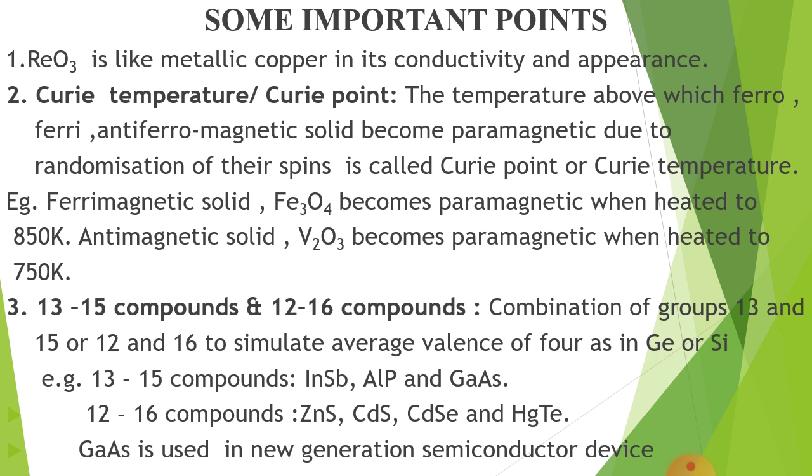Here GaAs is used in new generation semiconductor devices. So maybe this type of question may arise: which group elements, when combined, produce a new generation semiconductor device? Your answer is GaAs, gallium arsenide compound.